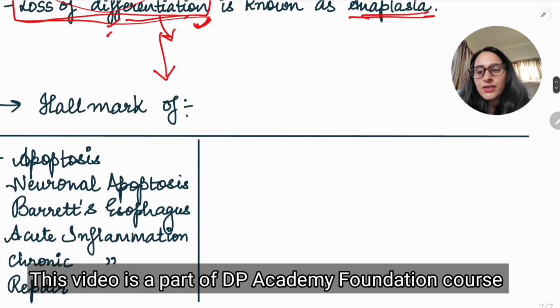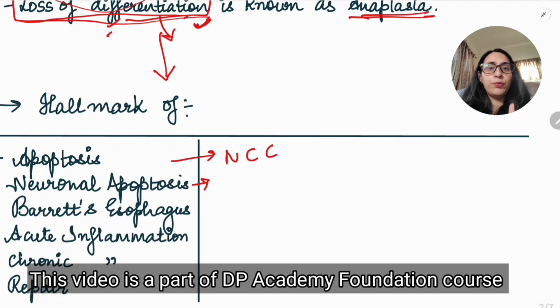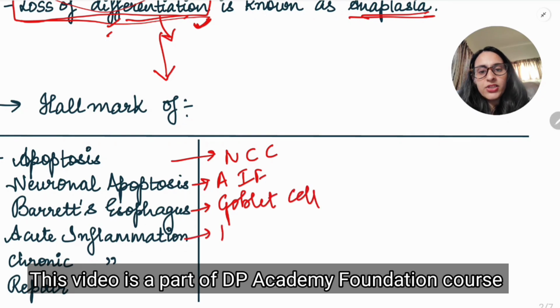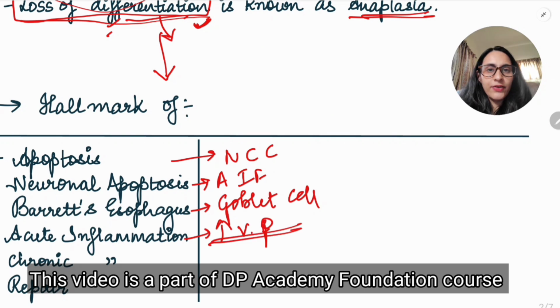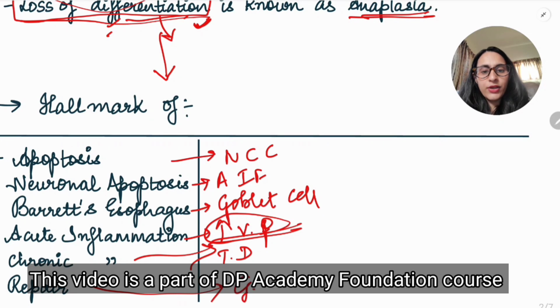So far we have studied several hallmarks, so let's recall. The hallmark of apoptosis is nuclear chromatin condensation. But for neuronal apoptosis of a nerve, it is apoptosis inducing factor. In Barrett's esophagus, the goblet cells are the hallmark. In acute inflammation, the increase in vascular permeability, which is a vascular event, is the hallmark. The hallmark of chronic inflammation is tissue destruction, and that is why the repair process starts. The hallmark of repair is granulation tissue, a red colored tissue that is formed, and that tells you the person is having healthy healing. So looking at the granulation tissue at day 3, we have already discussed this in inflammation.